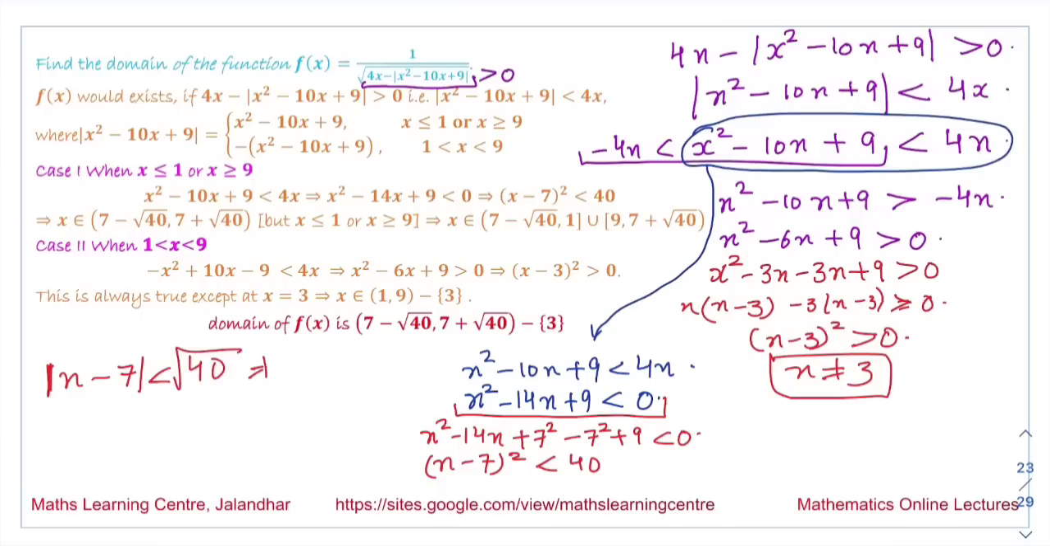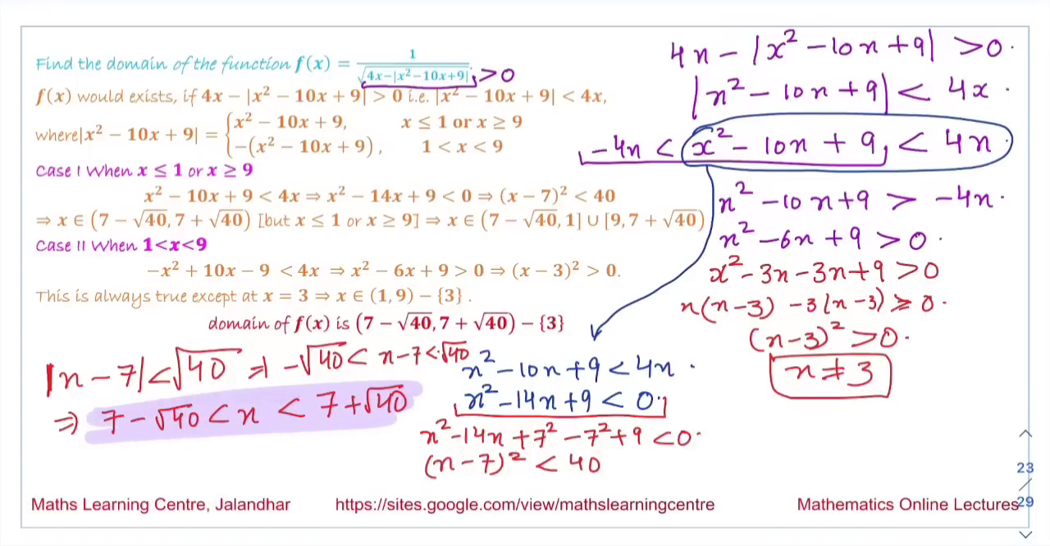So what this gives us is that minus root 40 is less than x minus 7 is less than plus root 40. So what we get is that 7 minus square root 40 is less than x is less than 7 plus square root of 40. So the values of x we get from this are 7 minus square root of 40 to 7 plus square root of 40. We have to remove the value 3 from it, which we are getting from this answer. So the final answer for the domain we are obtaining is in this form.